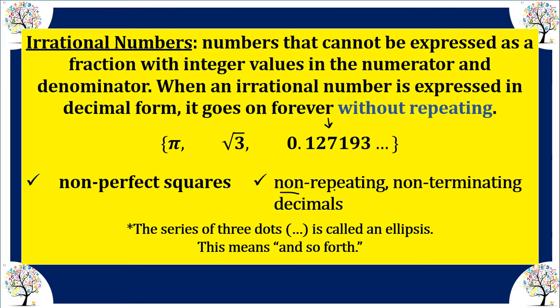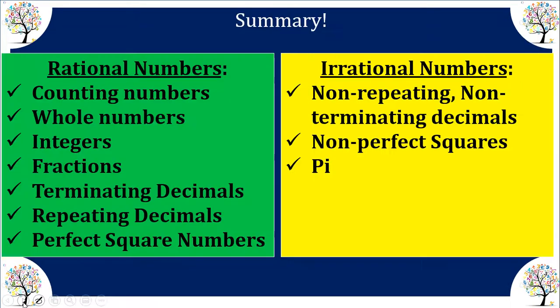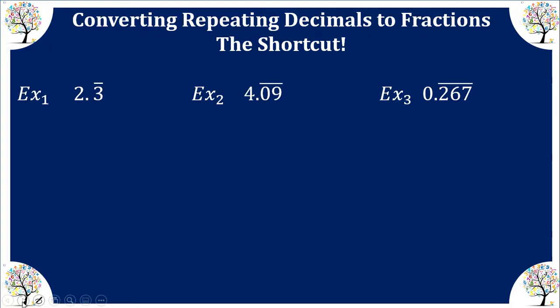You need to know these two words: non-repeating and non-terminating decimals are irrational. Both pi and the square root of 3 would end up looking like a decimal such as this. They would go on forever without repeating and without terminating. Here's a quick list of the summary if you want to pause the video and jot this down.